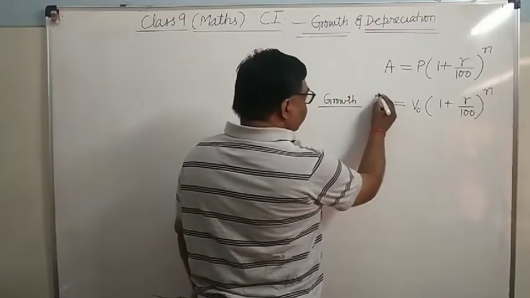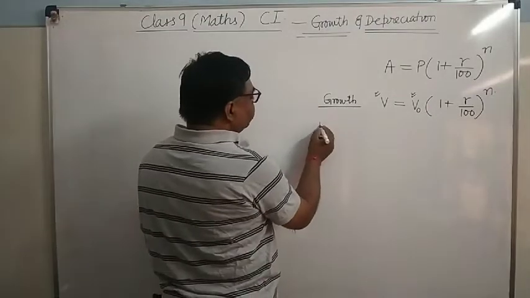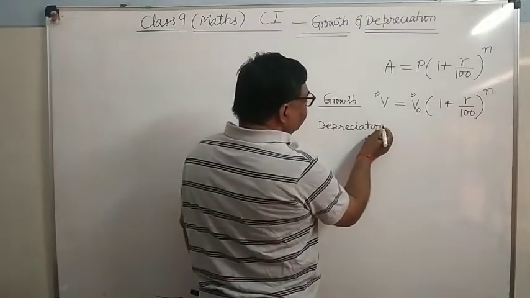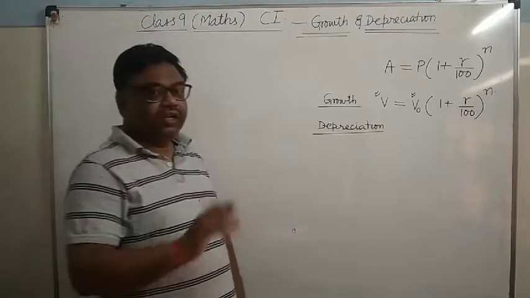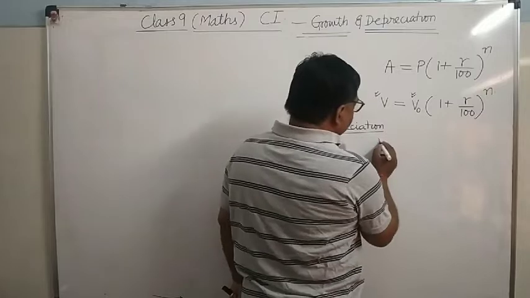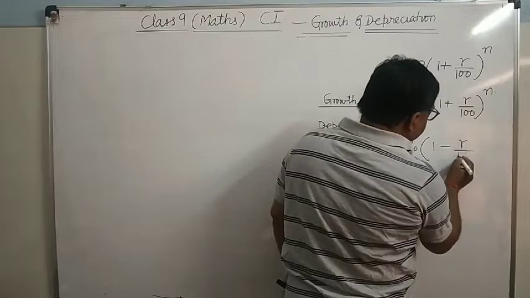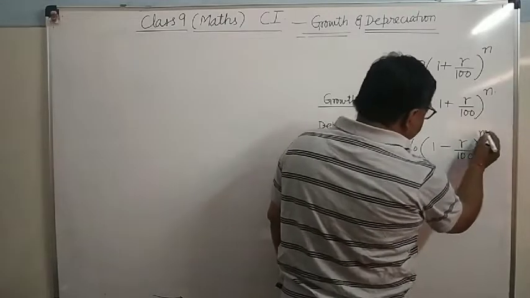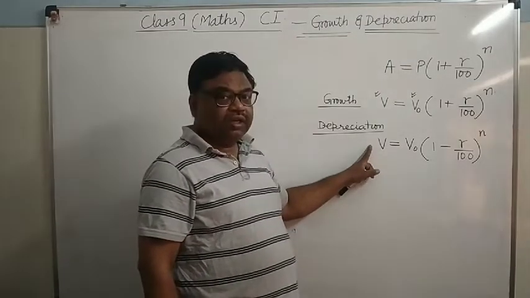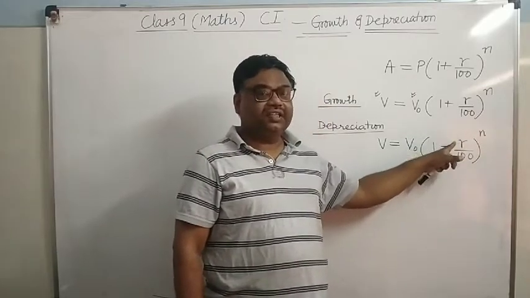It's clear? Here V is the value after n years and V naught is the original value. Suppose there is depreciation, the formula will remain the same, only the rate will become negative. In place of increasing, there will be decrease. Therefore, the rate will become negative. So V equals V naught (1 minus R upon 100) whole to the power n, the value after n years if the value is depreciating at this rate.